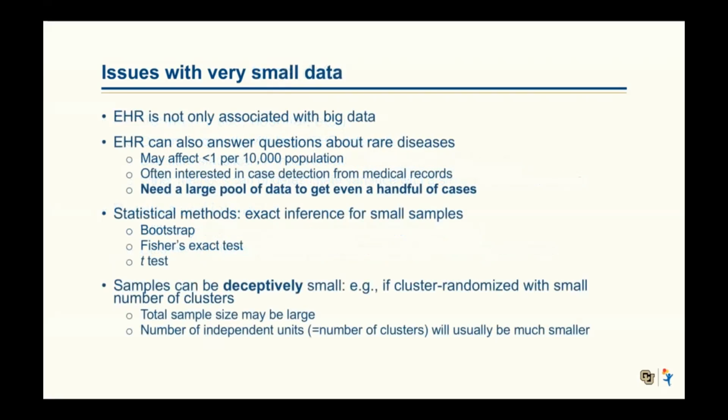At the other end of the spectrum, EHR can result in very small data sets. In particular, EHR can be helpful for studying rare diseases. You might need to cast a very wide net in order to get even a handful of patients with a disease of very low prevalence. Small samples can require the use of specialized exact statistical methods, including Fisher's exact test for categorical data or the t-test for normally distributed data. Samples may also be deceptively small in the event of clustered data. Even if the overall sample size, the number of patients, is large, you may be limited by the number of clusters.